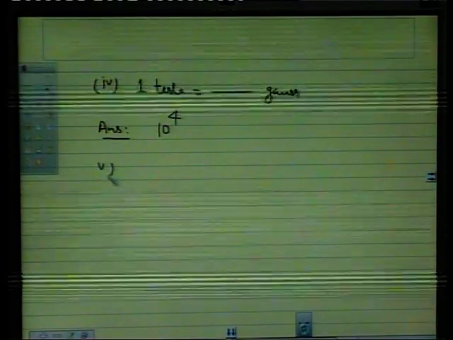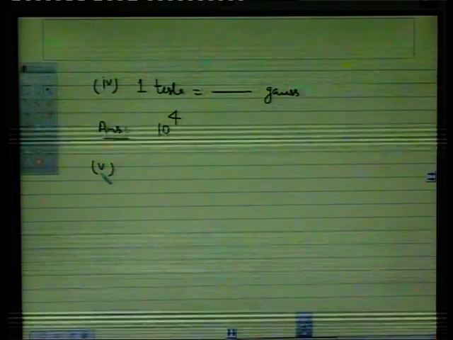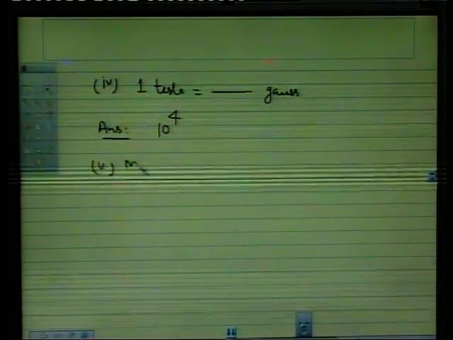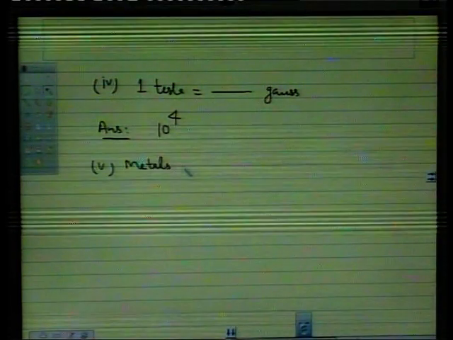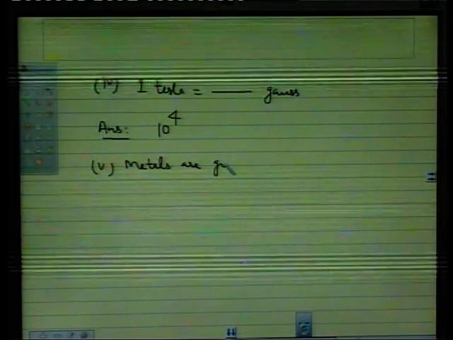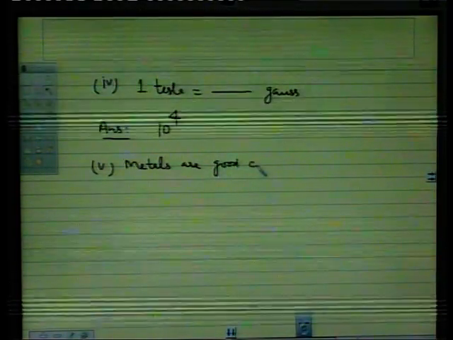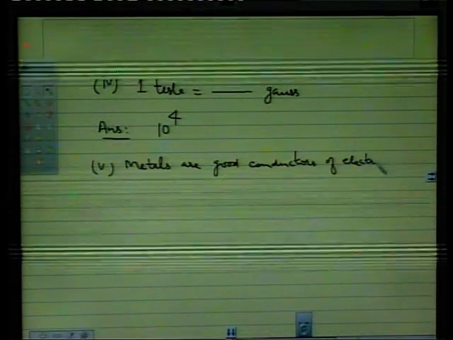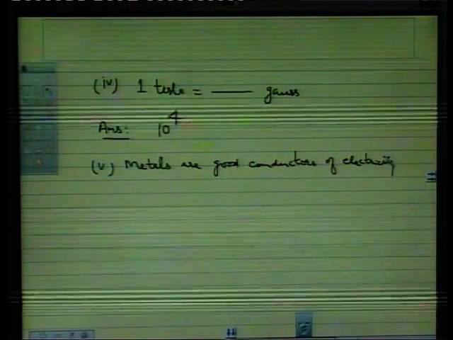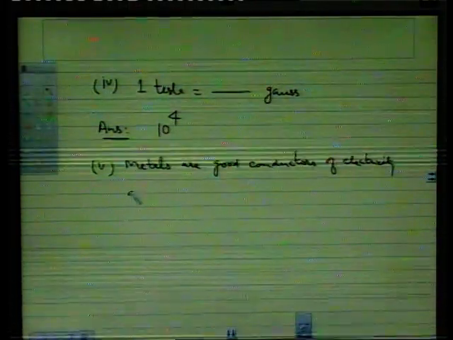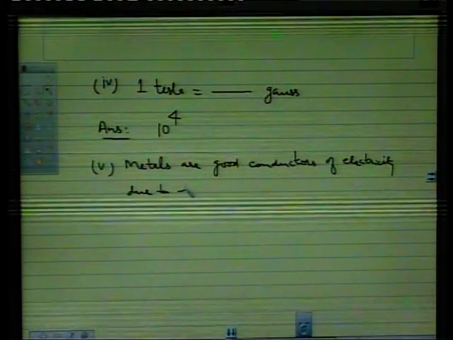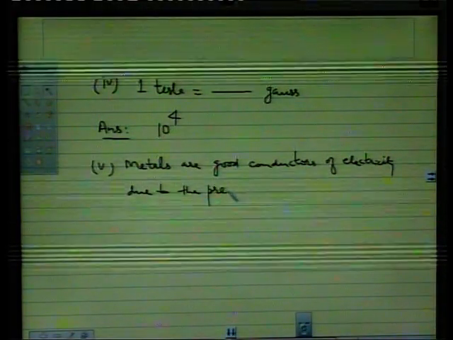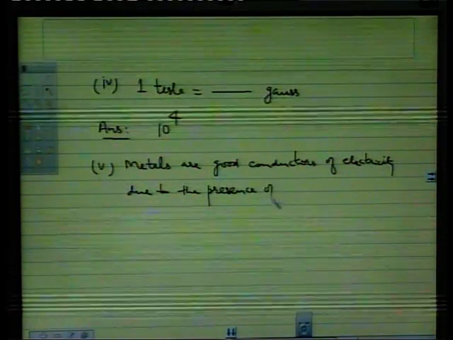The fifth question which was asked is, metals are good conductors of electricity due to the presence of dash.